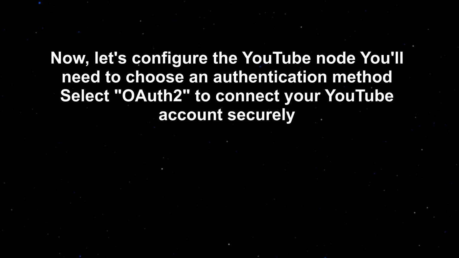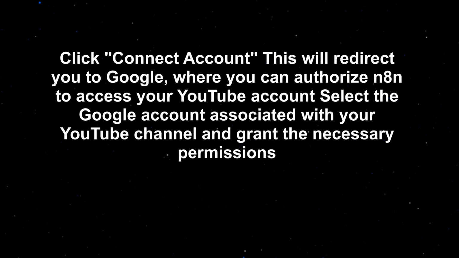Now, let's configure the YouTube node. You will need to choose an authentication method. Select OAuth to connect your YouTube account securely. Click Connect Account. This will redirect you to Google, where you can authorize n8n to access your YouTube account. Select the Google account associated with your YouTube channel and grant the necessary permissions.